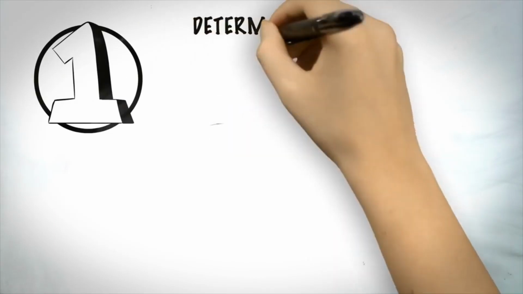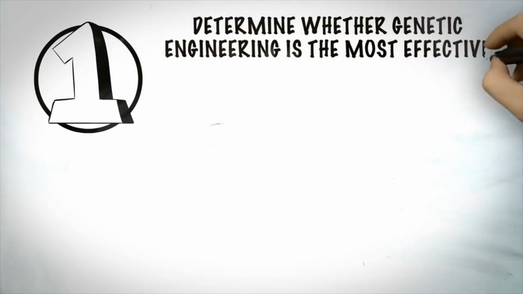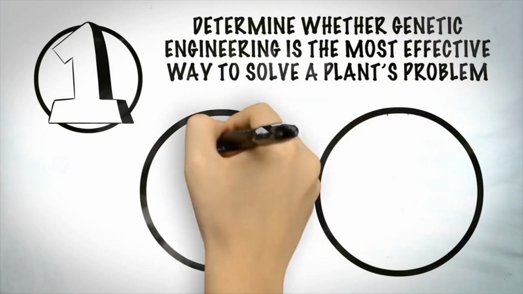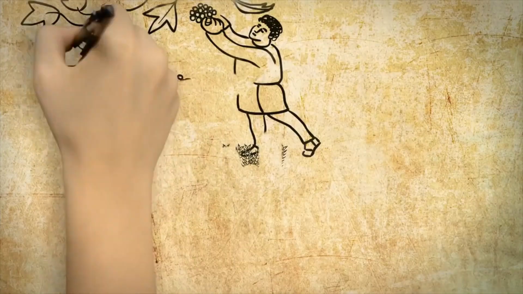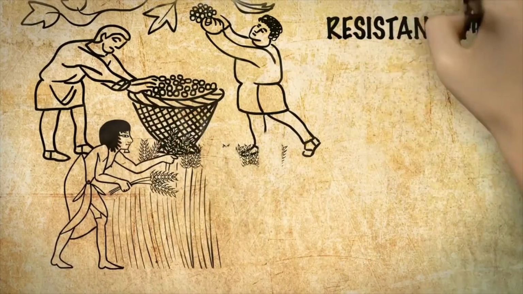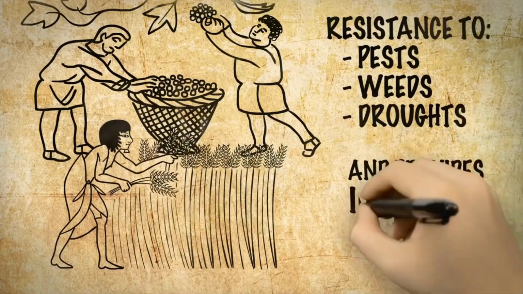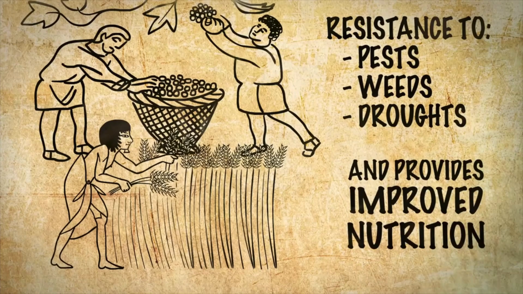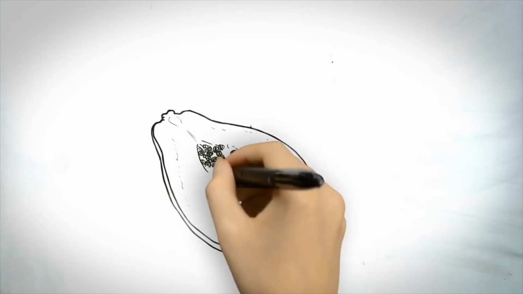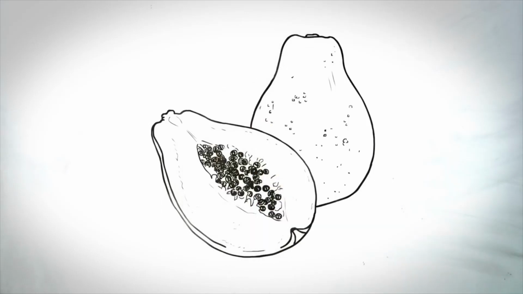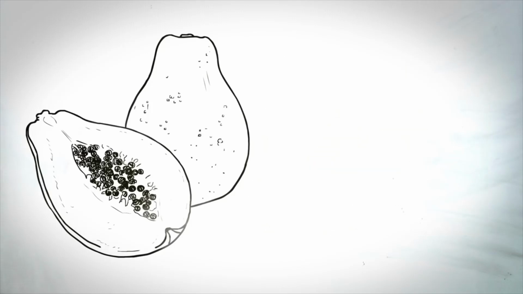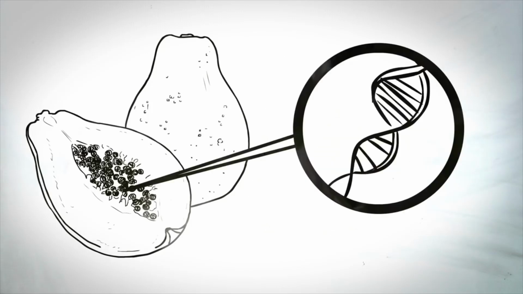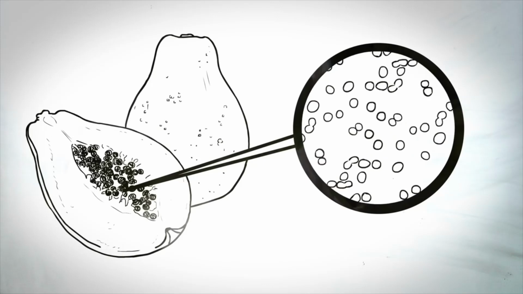Step 1. Determine whether genetic engineering is the most effective way to solve a plant's problem, such as a disease or damage from pests. For centuries, traditional plant breeding has been used to fight pests, environmental stress, such as drought, as well as to improve taste and nutrition. The reasons to develop GMOs are no different today, but GMOs can be created more quickly and more precisely. Other breeding methods can take decades to produce results and aren't able to be as precise in focusing on one genetic trait or isolating a solution to a specific problem.